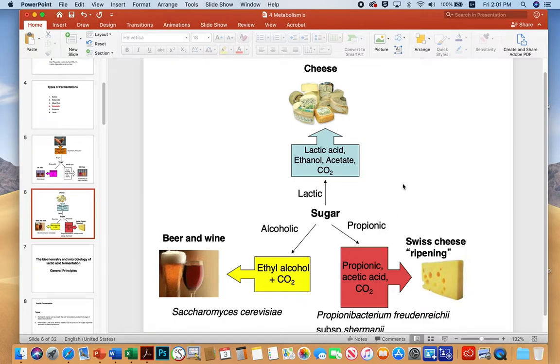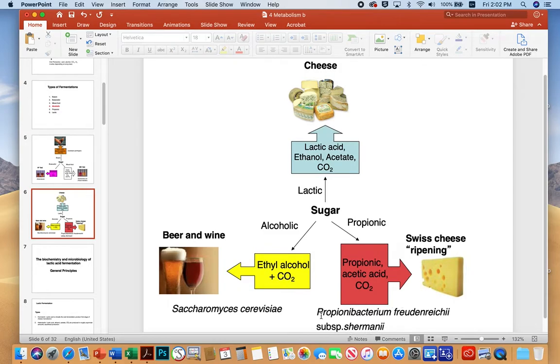Propionic fermentation is the result of fermentation of end products of lactic fermentation, typically. So the microbes that are lactic fermenters will produce these compounds, and then these compounds can be used by propionic fermenters to make propionic acid, acetic acid, and CO2. Propionic acid is the primary flavoring agent in Swiss cheese, and the CO2 is responsible for the eyes that form in Swiss cheese. The microbe that we use typically is a Propionibacterium species.